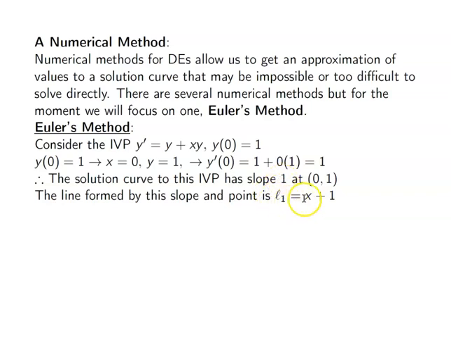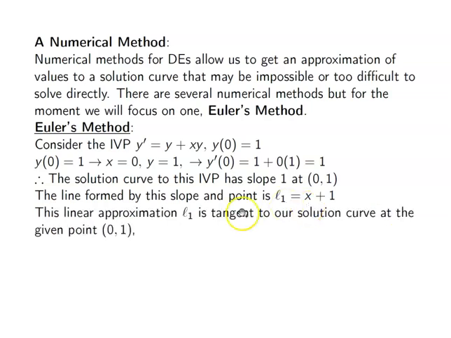So y equals x plus 1 in this case, right? And I know that because the tangent line goes through the point (0, 1), and it has a slope of 1. So y equals mx plus b, slope of 1, and (0, 1) is the y-intercept, so it's very clear here that the tangent line at this point is x plus 1. Okay, so then L1, the line that's tangent to my solution at (0, 1), is a linear approximation, right?